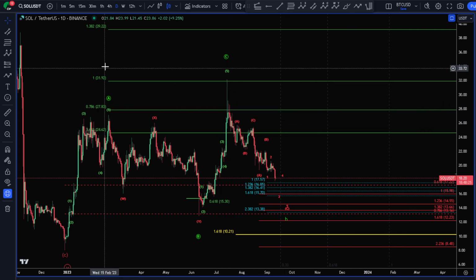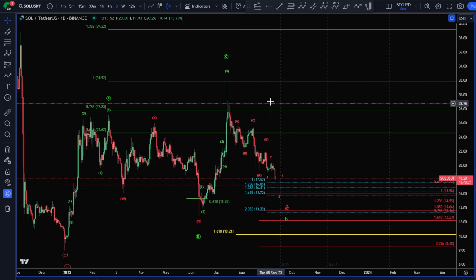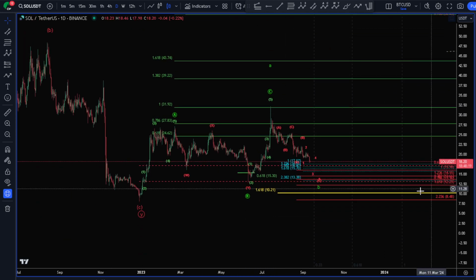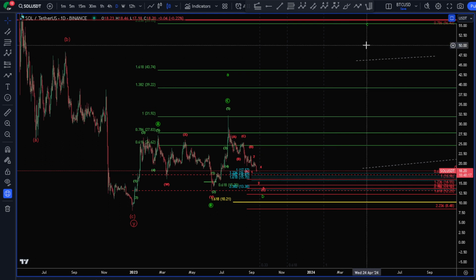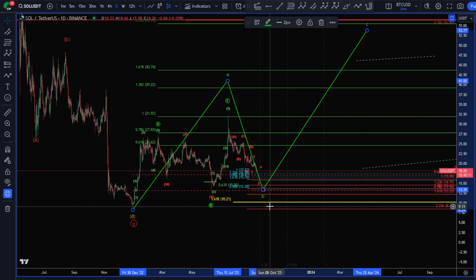And off this 3-wave move up as an ABC or A wave in the larger trend, I'm waiting for this B wave to finish and potentially for a C wave to resume to the upside.